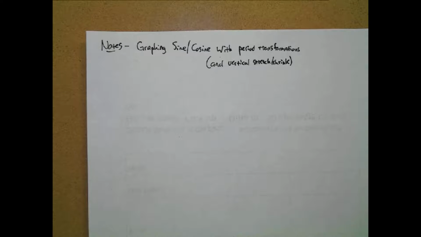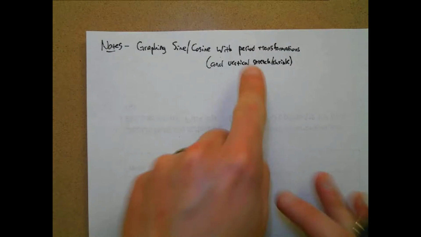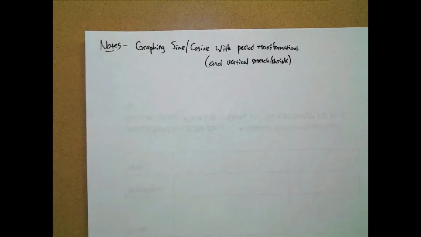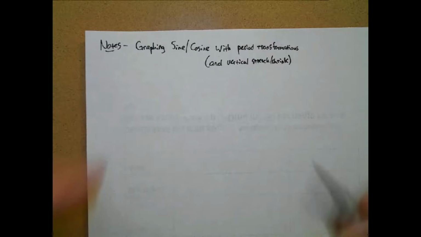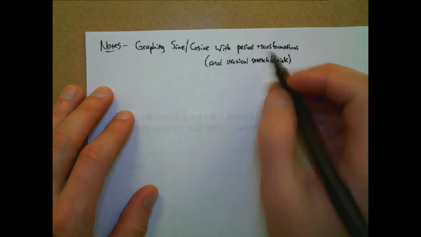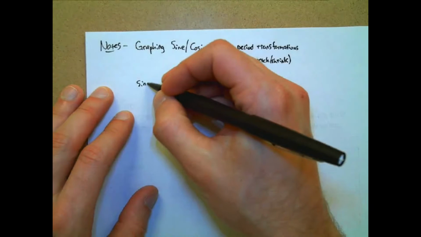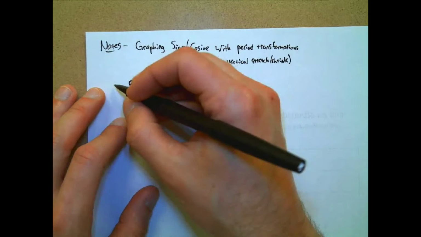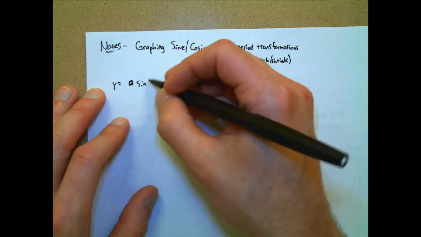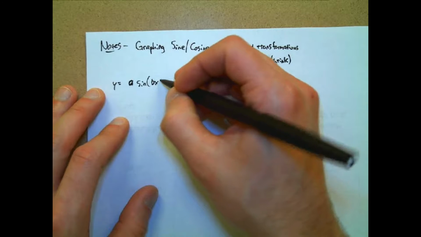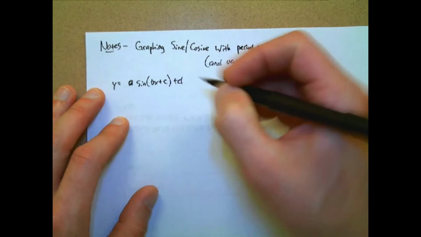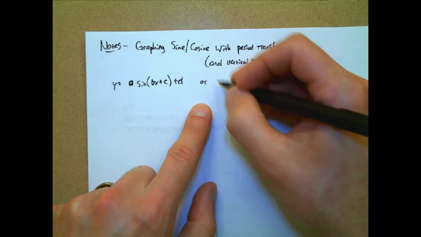So we're going to add on that layer of the period transformations. And we'll talk about that here in how we're going to do that. Okay. So how do we even know if there's going to be period transformations? Well, remember, yesterday we discussed the different transformations that sine or cosine could have.